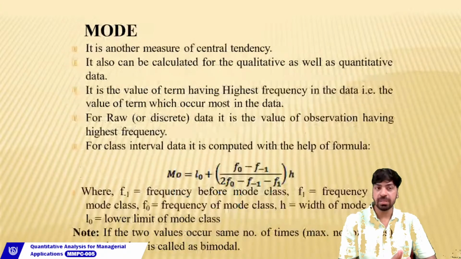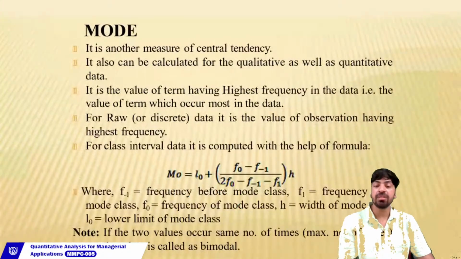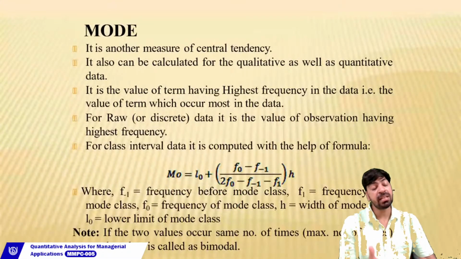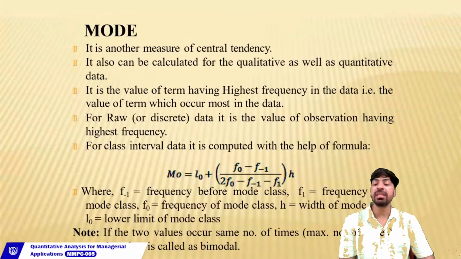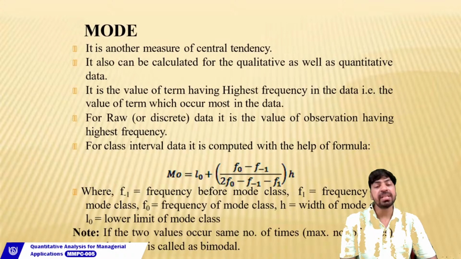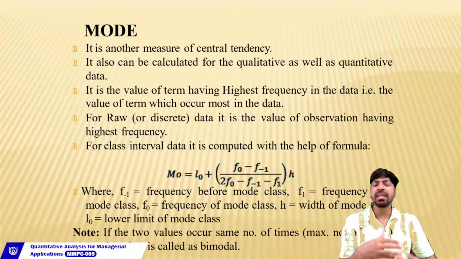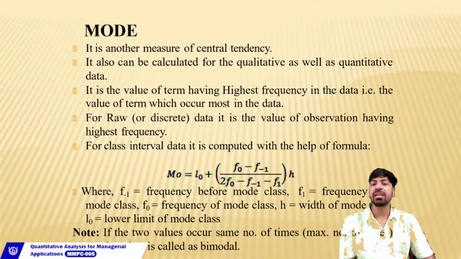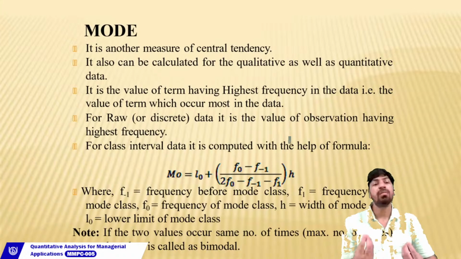What is mode? Mode is another measure of central tendency. It is used for both qualitative and quantitative data. It represents the highest frequency in a data set. So the value which occurs the highest number of times is called the mode. For raw or discrete data, the value which occurs the most is called the mode.